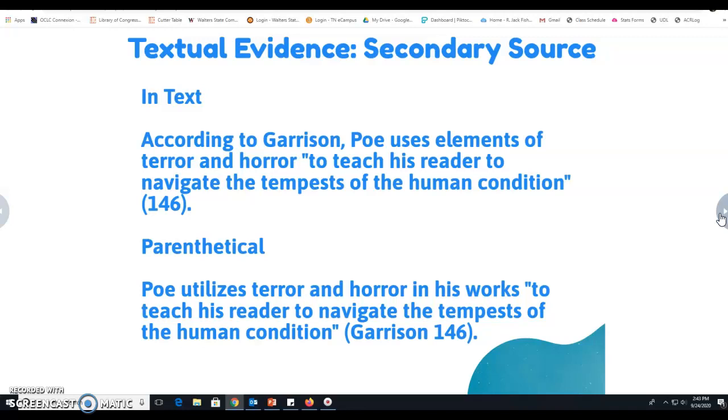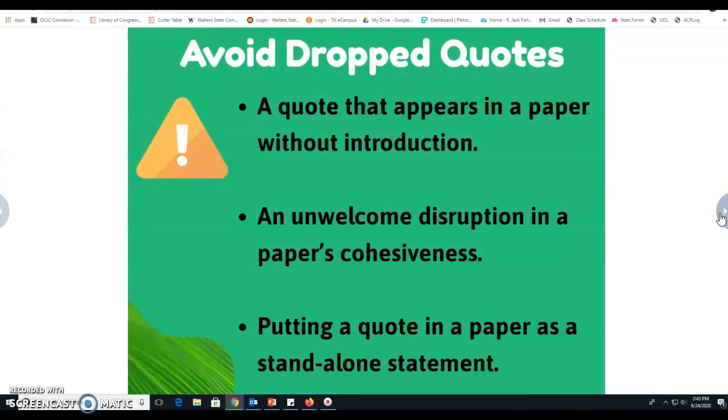I'm not just using a dropped quote, because we want to avoid dumped or dropped quotes. So we want the quote to have a signal phrase and to be explained. We don't want it to just randomly appear without an introduction. So you have to use your own words and your own thoughts to introduce a quote. And we don't want it to be an unwelcome disruption, and we don't want it to be a standalone statement. So anytime you quote from the primary source or the secondary source, you need to explain its context.